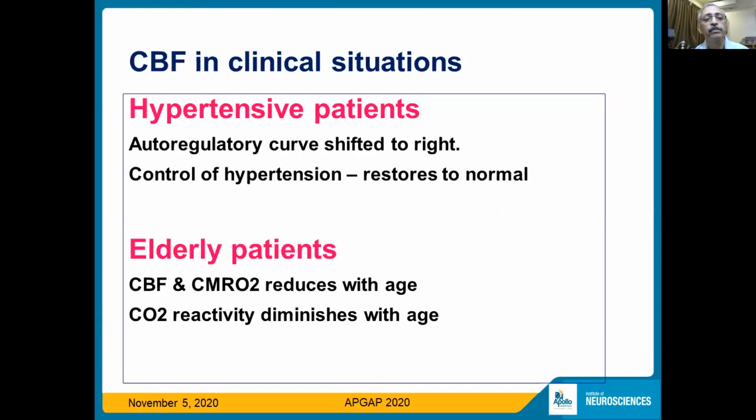In hypertensive patients, I have already mentioned that. What is important to know here is that if the blood pressure is controlled and restored to normal, the curve which was shifted to the right shifts back to the normal range. That is the importance of controlling hypertension in patients with neurological disease. Cerebral blood flow and CMRO2 reduce with age, probably because the cortex starts shrinking, and carbon dioxide reactivity reduces with age, probably because of reduced responses of the vasculature.